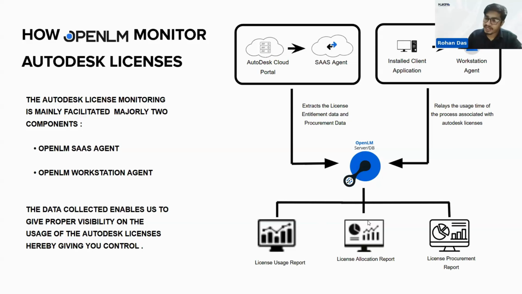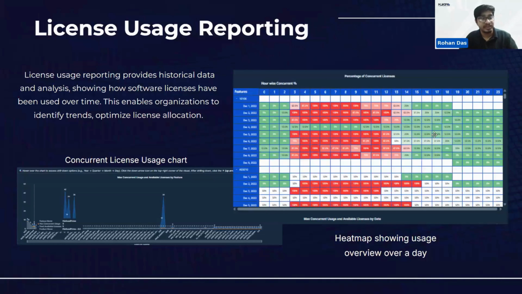So how we get it, I will drill down into the report section. Moving on to the license usage reporting. As you can see, it gives us the historical data and analysis showing how the software licenses have been used over time. This enables us to identify the trends and optimize the license allocation, as I mentioned before.